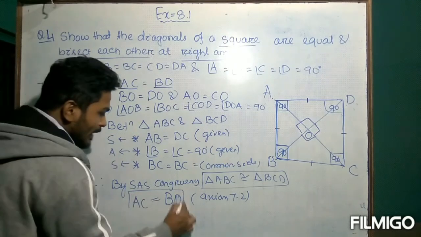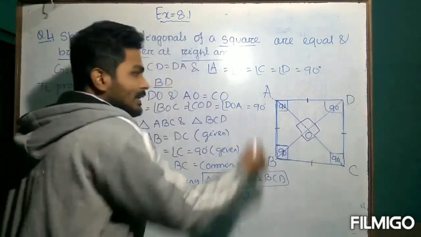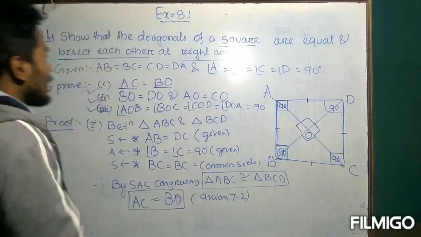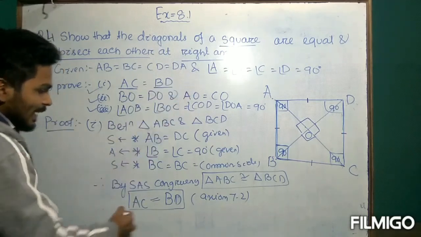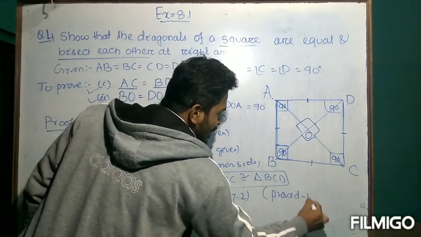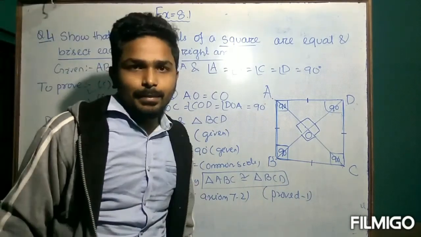Hence we have proved that AC is equal to BD, and this AC and BD are the two diagonals of this square. Now we have to prove this, that AC is equal to BD, and here we have proved the first step. Okay, so next move to the proof of the second statement.